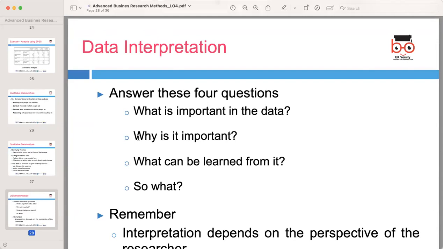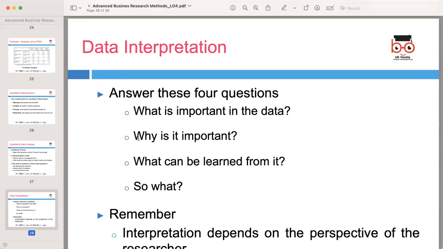Okay, what is important in the data? When we examine a data set, it is fundamental to identify what is important within it. This involves understanding the variables, patterns, and trends present in the data. So why is it important? Next, question number two: data holds importance because it enables us to make informed decisions. It provides evidence and supports the development of theories, strategies, and policies.